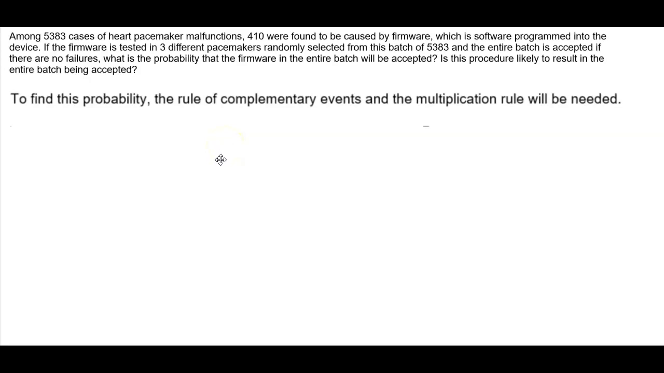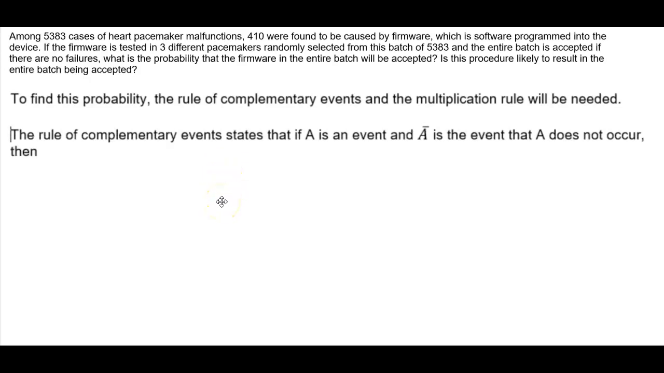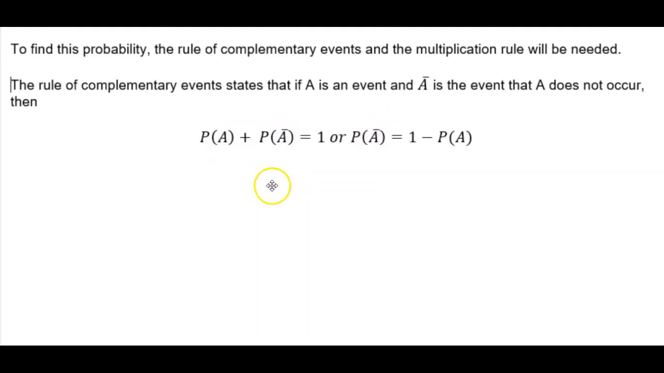Well, to find this probability, the rule of complementary events and the multiplication rule will be needed. Now, the rule of complementary events states that if A is an event and the complement of A is the event that A does not occur, then the probability of A plus the probability of the complement is equal to 1, or we can say the probability of the complement of A is equal to 1 minus the probability of event A.